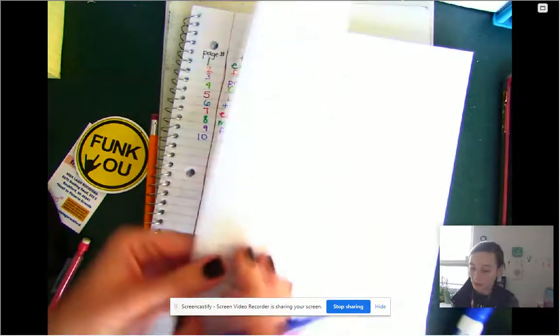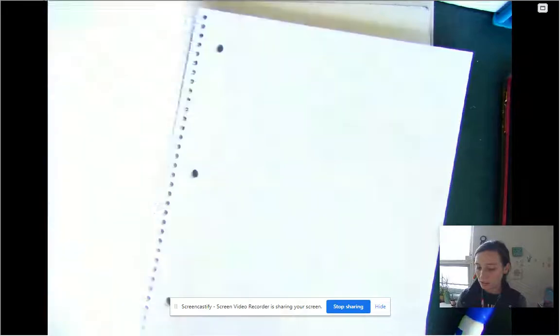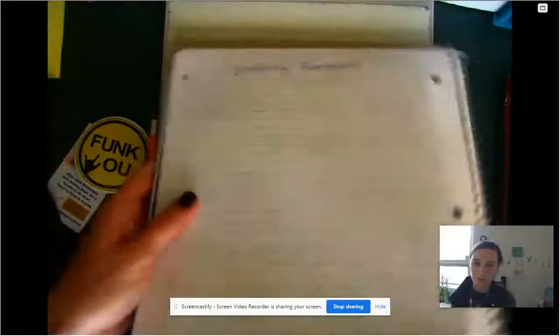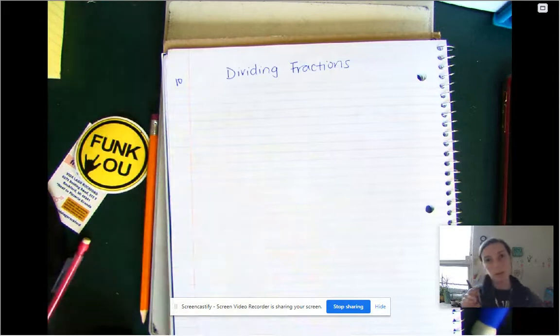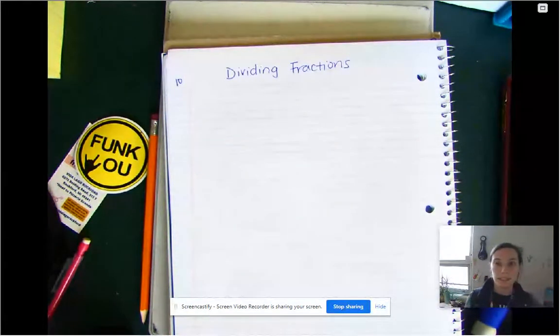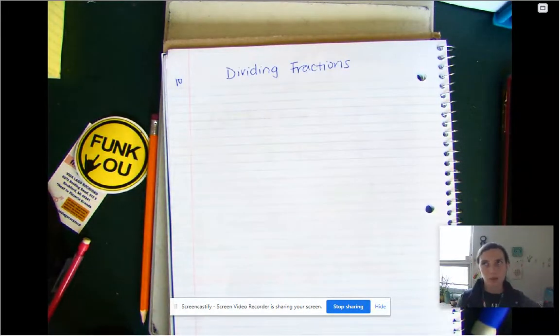Dividing fractions can be a really tricky concept to get our brains around because fractions are already a form of division. So like 1/2 is 1 divided into 2 pieces, which gives us a half. It's hard to think about, so I wanted to give us some examples.